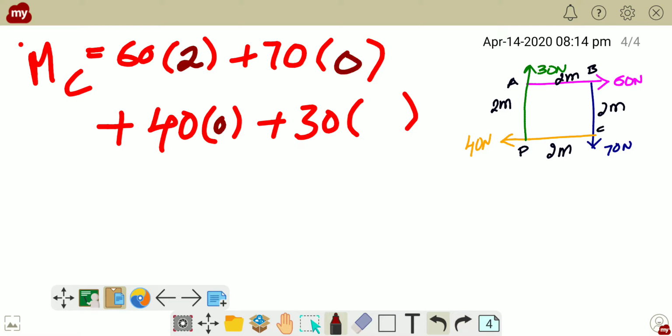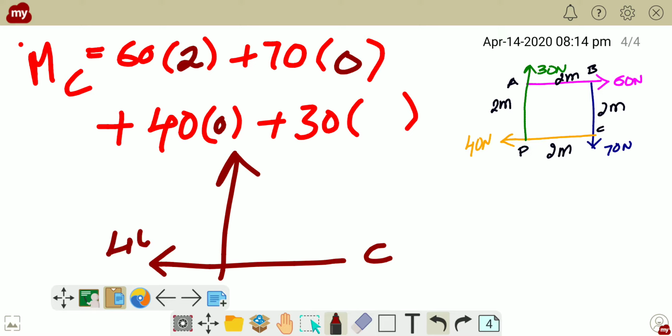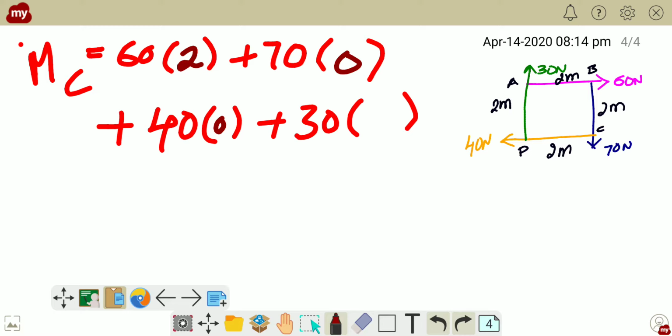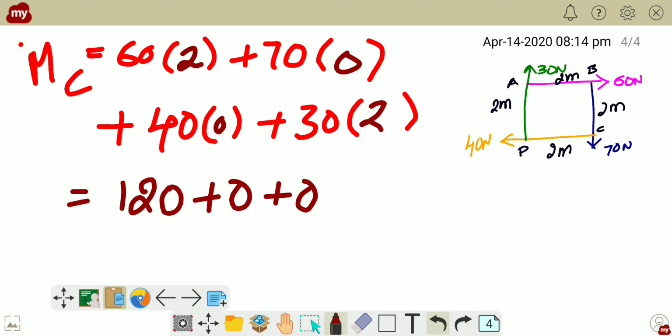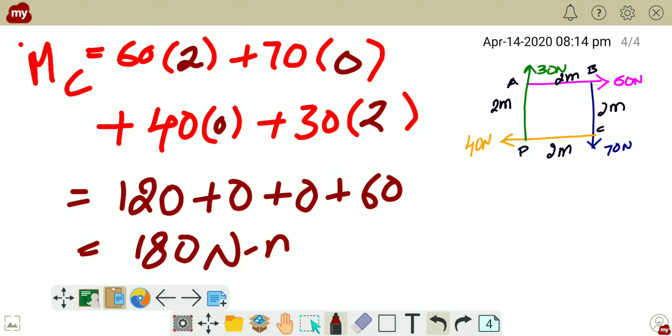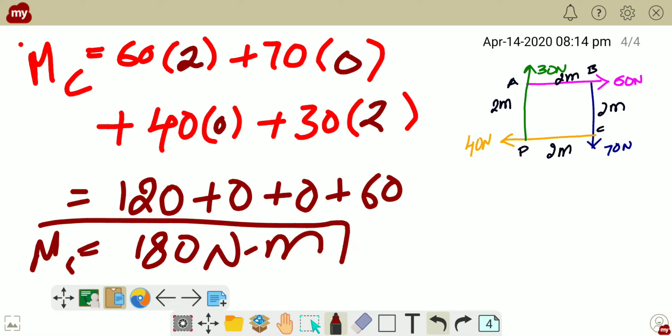And is there any impact by this 30 newtons force? C is here and the 30 newtons force is acting like this, whereas the 40 newtons force has 0. It is separated by a distance of 2 meters, right? So let us calculate. 60 into 2 is 120, plus 0, plus 0, plus 30 into 2, which is 60. Totally it comes out to be 180 Newton meter, and this is nothing but the moment acting at point C with all these 4 forces.